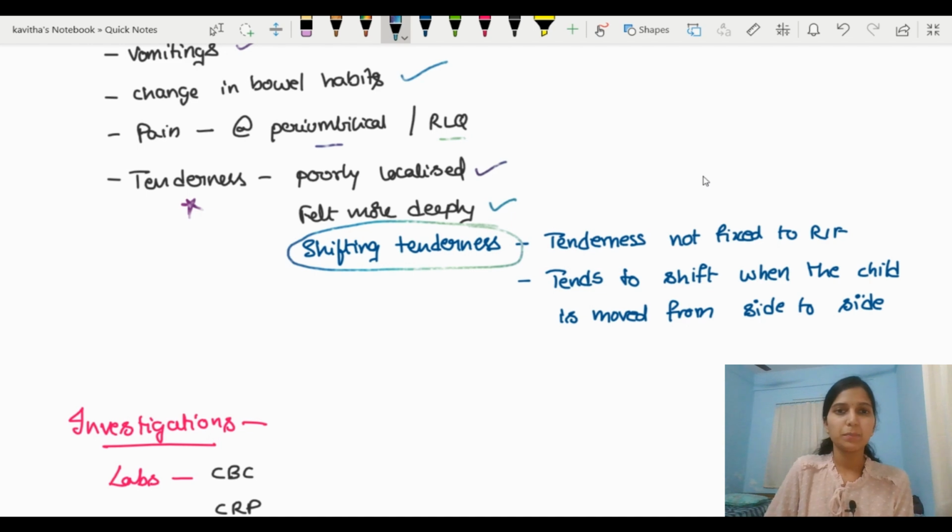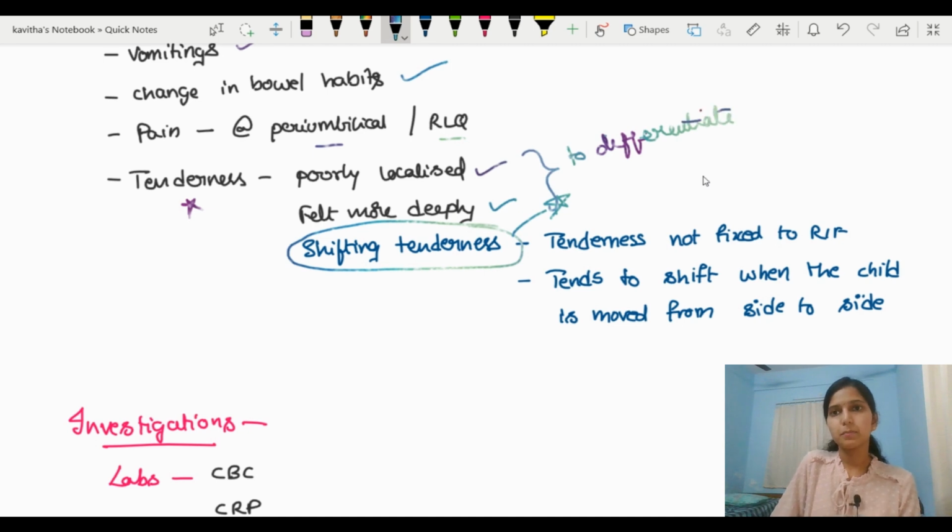So in acute appendicitis, the pain will be localized, and even on normal palpation, the patient will complain of pain. And shifting tenderness is not present. The tenderness will be localized, fixed to the right iliac fossa region in acute appendicitis. So these three are useful to differentiate mesenteric adenitis from acute appendicitis.